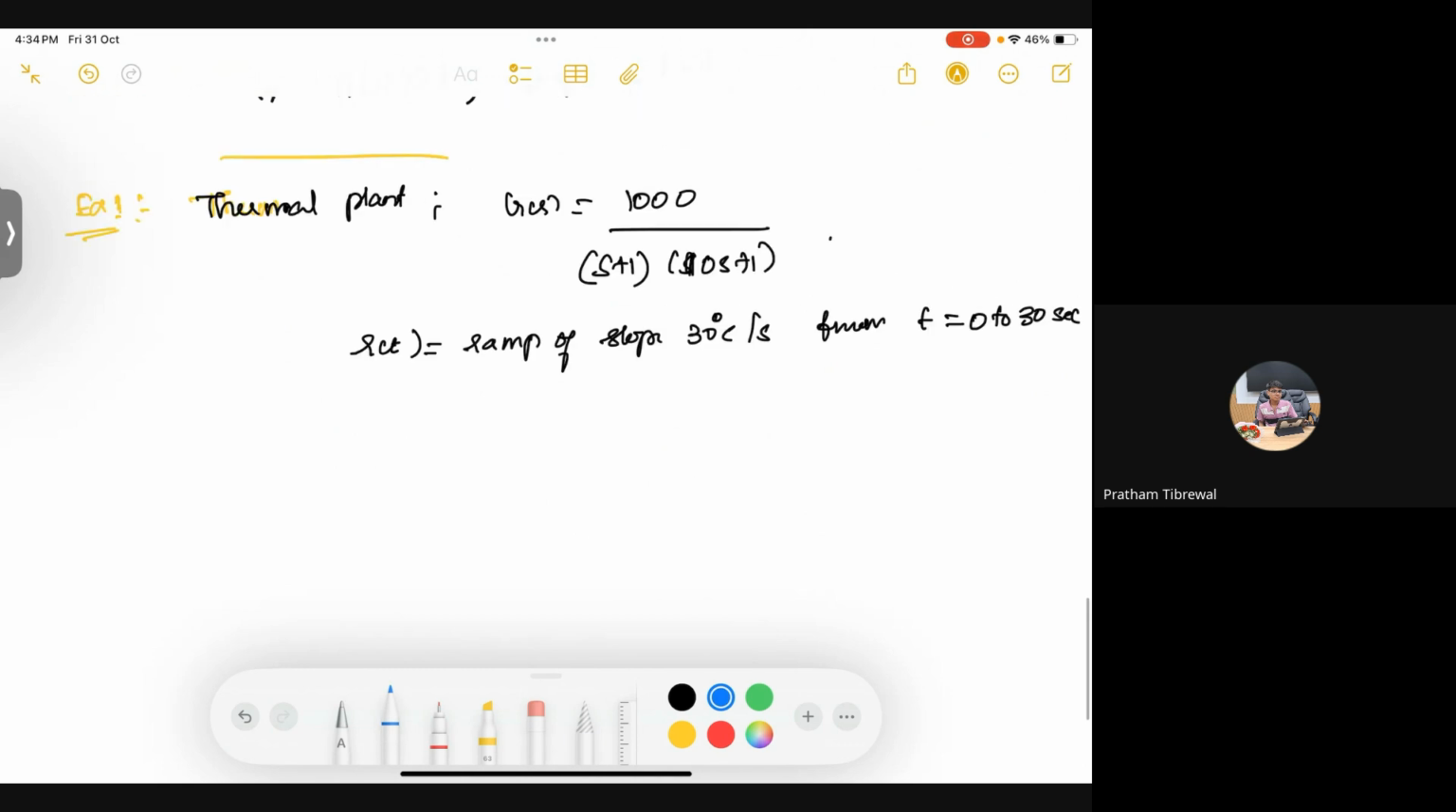Okay, right. Back to the problem. We are considering a thermal plant where the input is considered to be a ramp of slope 30 degrees Celsius. For example, your input should look like this, say a ramp input where the slope is 30 degrees Celsius per second. For every second, the value will increase by 30 degrees Celsius, with a constant command u.